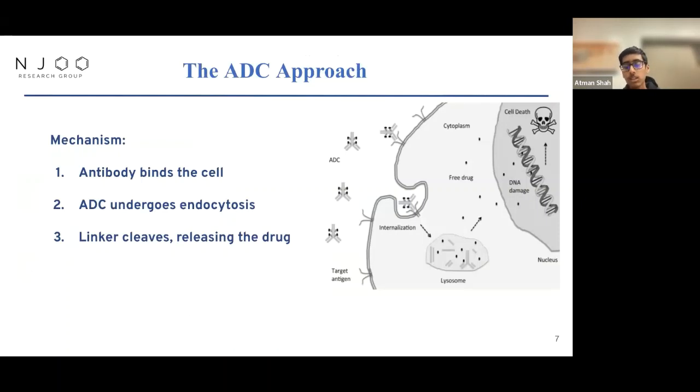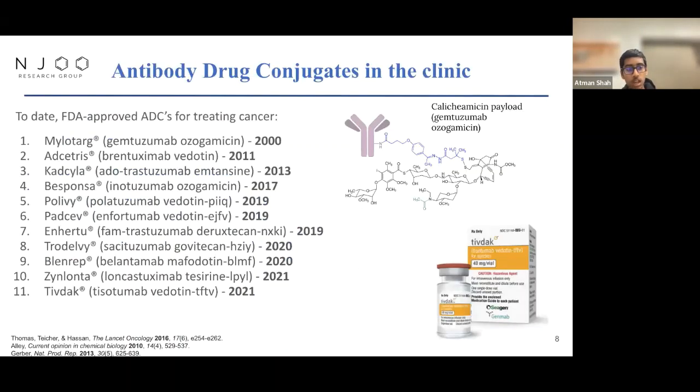So this is the mechanism through which an ADC works. First of all, the antibody will bind to the cell through the antigens that are present on the surface of the cell. And then the ADC will enter the cell through a process called endocytosis, through which the antibodies internalize into the cell. Within the cell, there will be certain conditions that will cleave the linker, thereby releasing the cytotoxic payload and causing DNA damage, which prevents the cell from replicating and causes cell death. And so ADCs are still an emerging field. As of today, there's been approximately 11 ADCs that have been FDA approved, and there's many more ADCs that are currently in different stages of clinical trials or FDA approval. So it's still an emerging field with lots of new innovations yet to come.